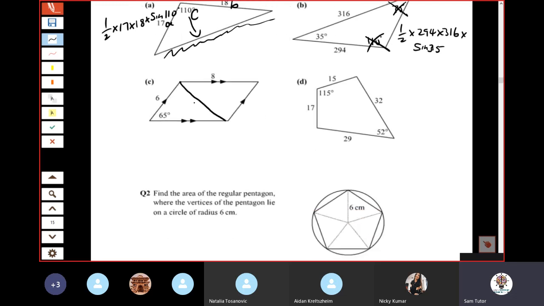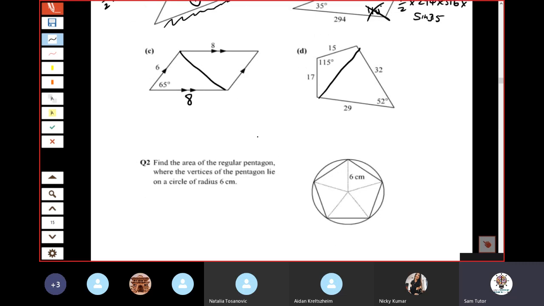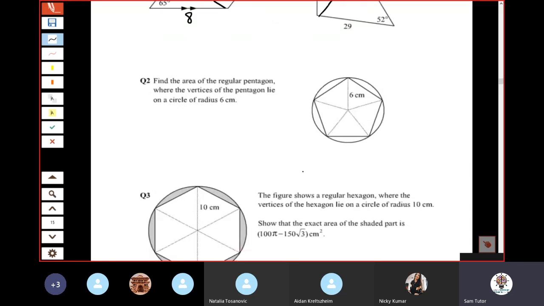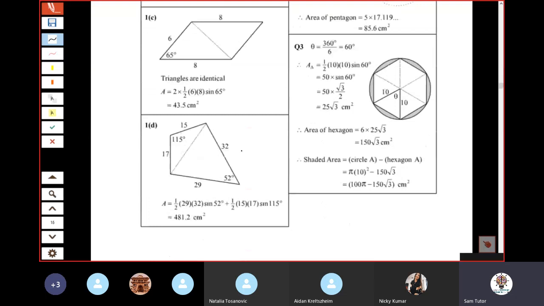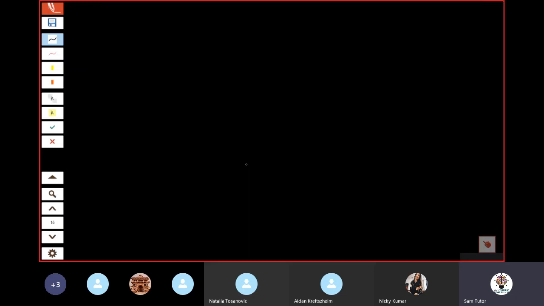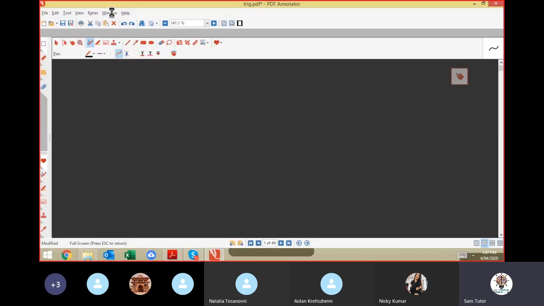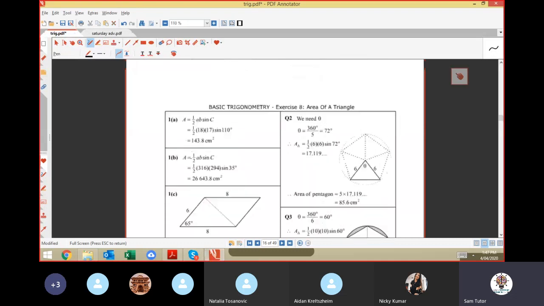Obviously, this is just going to become 2 triangles. Same thing as this guy, 2 different triangles, 5 different triangles. Yeah, these are easy. I think I'm happy to stop there and do some exam questions.